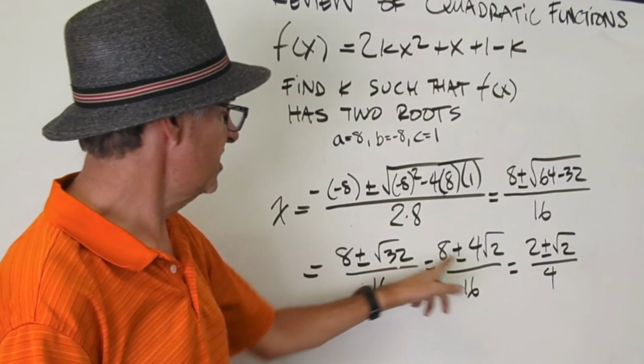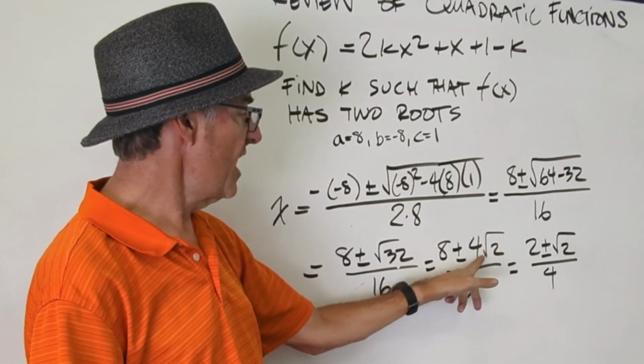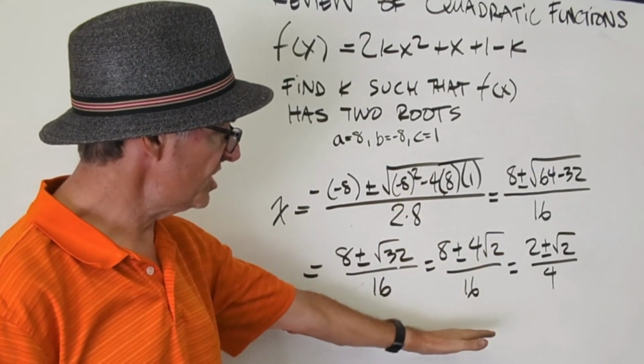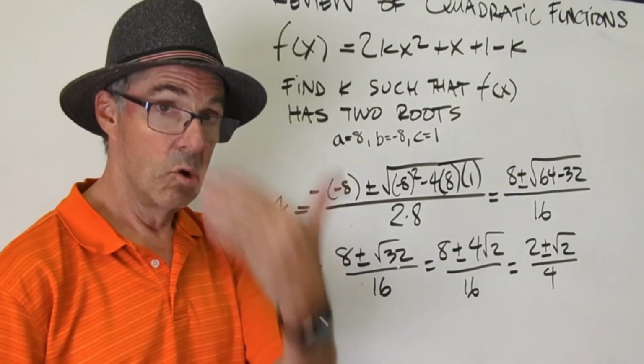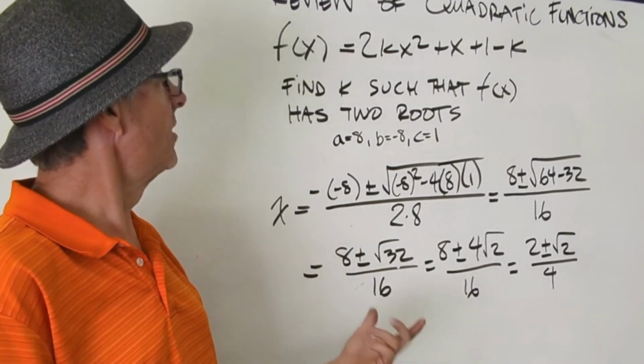In fact, that's going to be 16 times 2. 16 comes out as the 4. So now I have 4 root 2 for my radical. And finally, now I can do a bunch of canceling here and get 2 plus or minus root 2 over 4. Whew! Okay, so now think back about the problem.